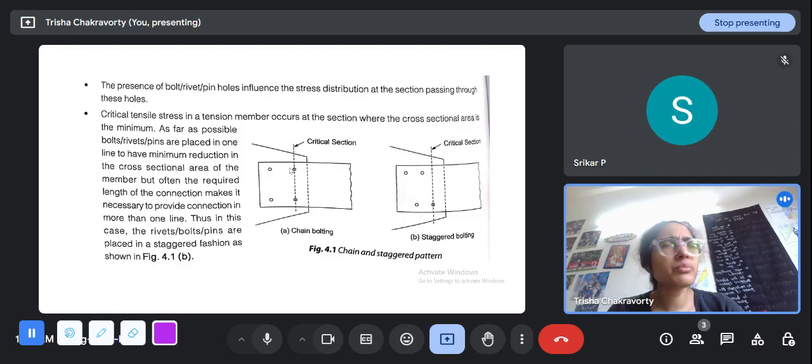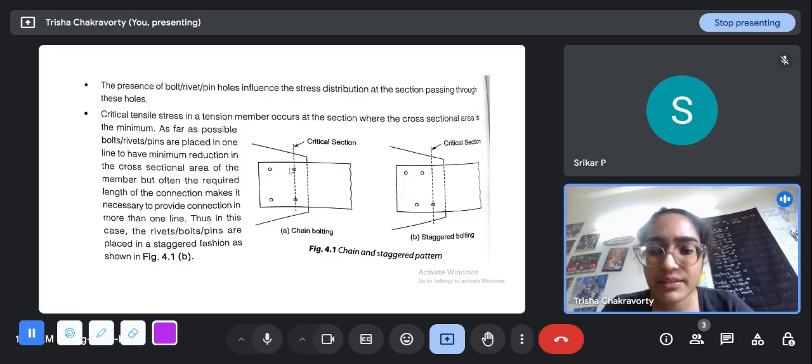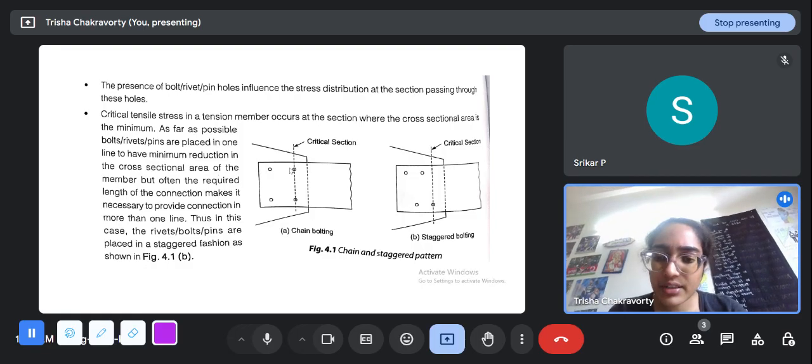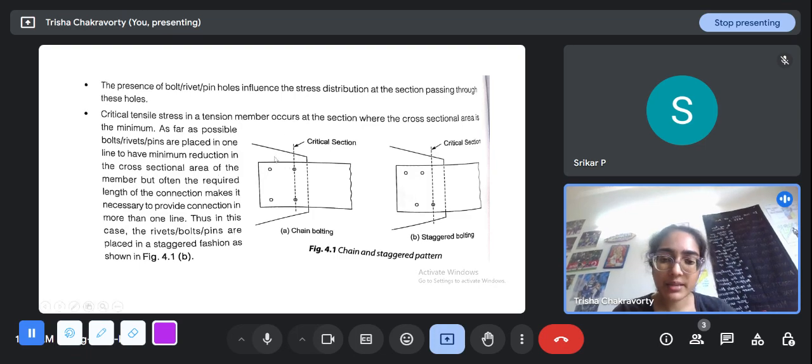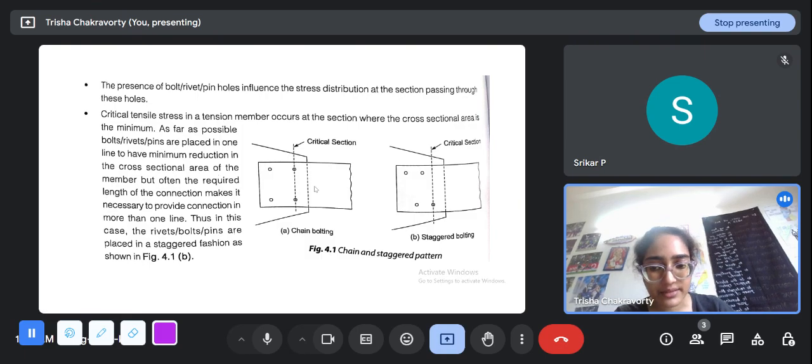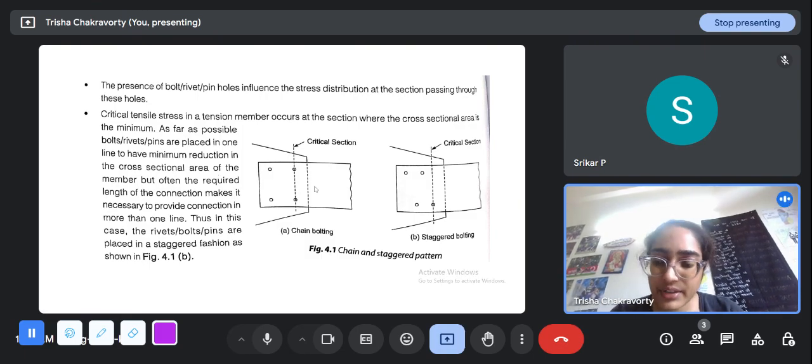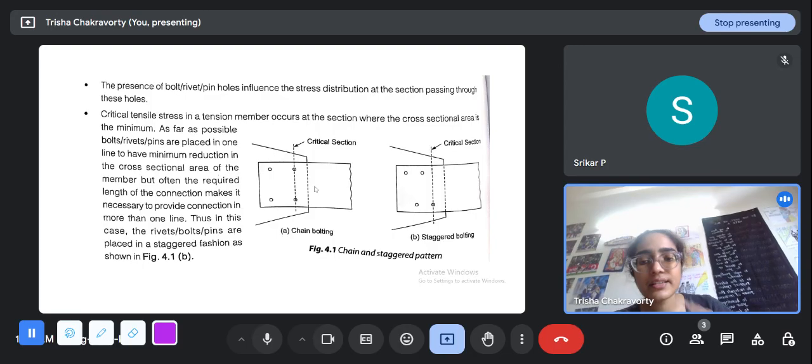As far as possible, bolts, rivets, and pins are placed in one line to have minimum reduction in the cross-sectional area. In one line means this line. If you place all the bolts around this line, this will become a very weak section. If the tensile force is along this line, we will want to place the bolts along that line in as few lines as we can manage. But often the required length of the connection makes it necessary to provide connection in more than one line. Thus, in this case, the rivets, bolts, or pins are placed in a staggered fashion.